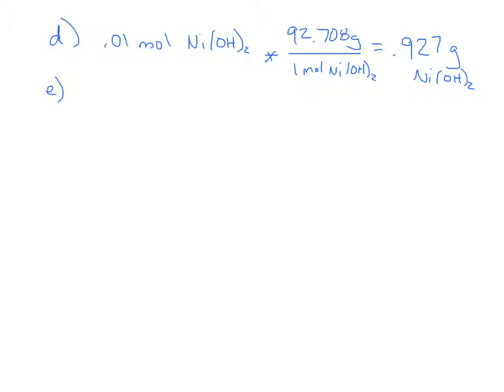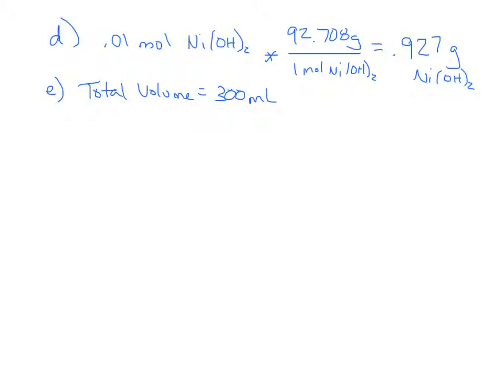So you should have written down from the problem that we started with 100 milliliters of the KOH and 200 milliliters of the NiSO4. So what's my total volume now? Perfect. All right, so we're going to need that piece of information a little bit later.